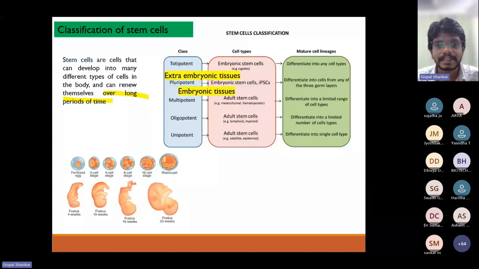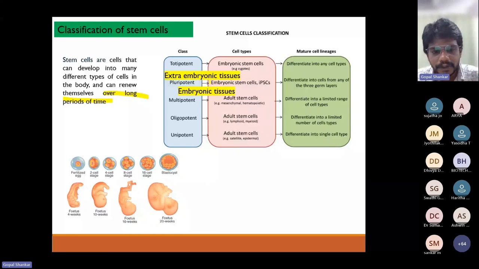So the totipotent cells are basically embryonic stem cells, which means the cells that you isolate within this fertilized egg till the 16-cell stage. So again, it is during the first 16 weeks of this fetus development. I'm sorry, the first 4 weeks of this fetus development. And that is why you call them extra embryonic stem cells.